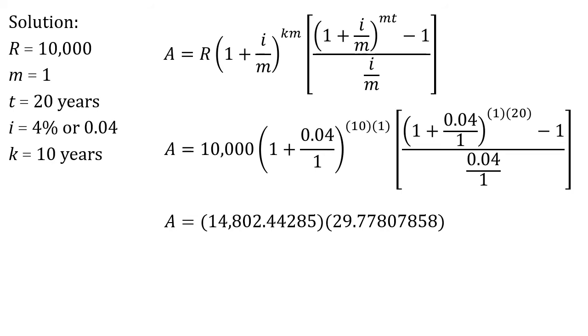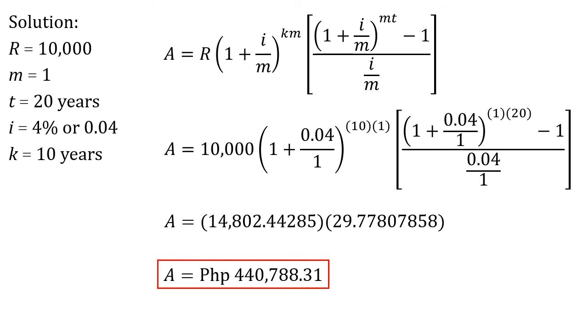Then those inside the bracket, (1 plus 0.04 over 1) raised to 1 times 20 minus 1, all over 0.04 divided by 1, which is 29.77807858. Multiplying these two will give you 440,788.31. This means that the future value of this deferred annuity is 440,788.31 pesos.